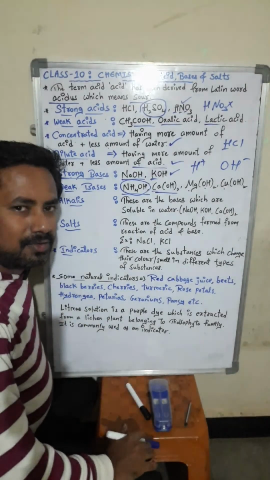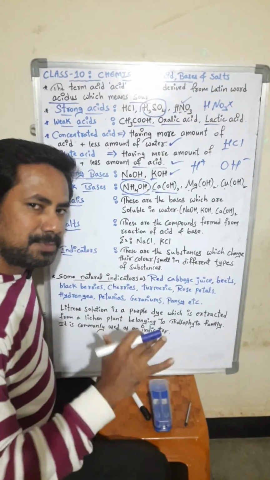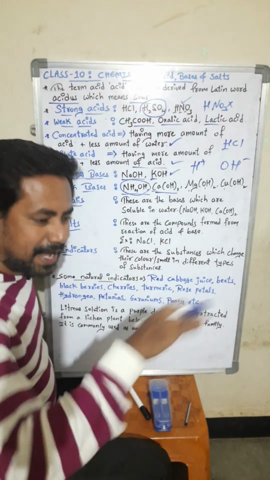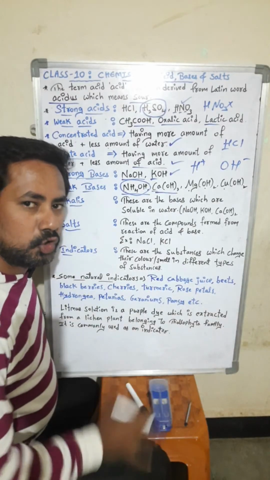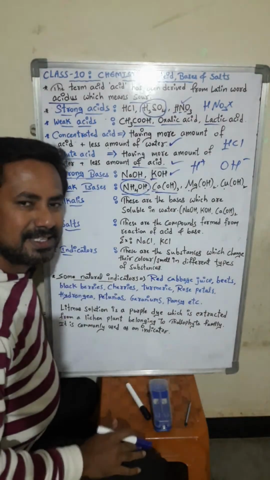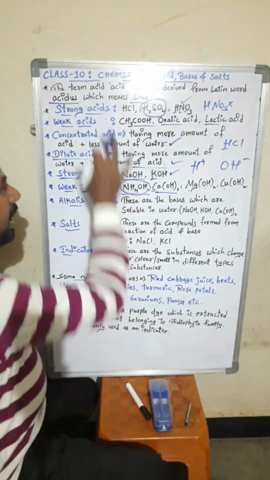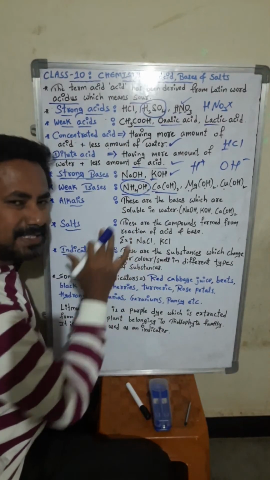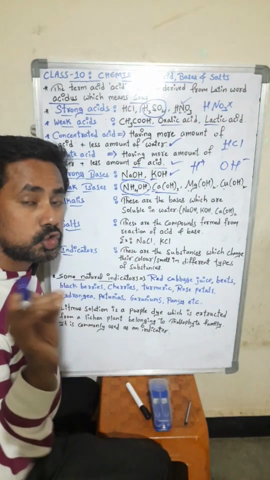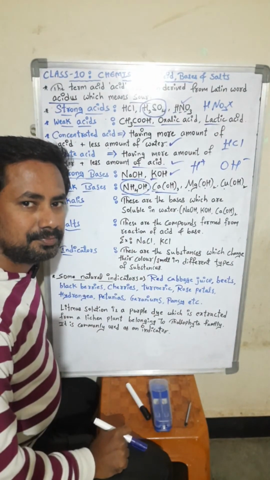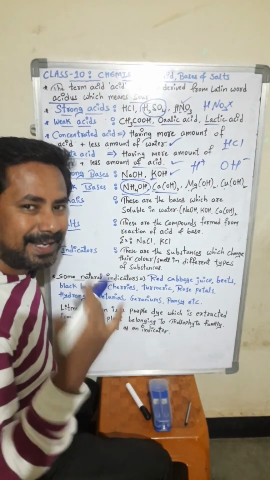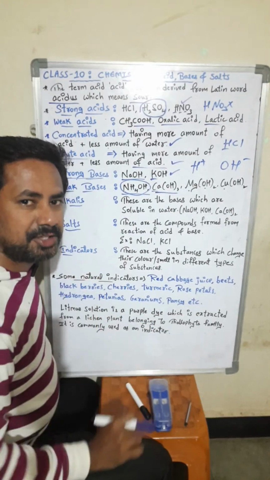Alkalis. What do you mean by alkalis? Alkalis means also bases only, but they are soluble in water. Those are called as alkalis. Simple. Acids we know, bases we know. Acids are sour in taste. Bases are bitter in taste and soapy to touch.